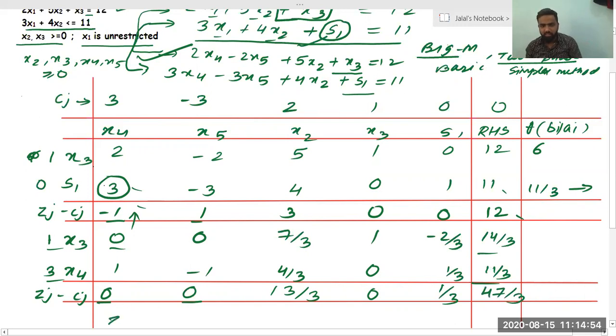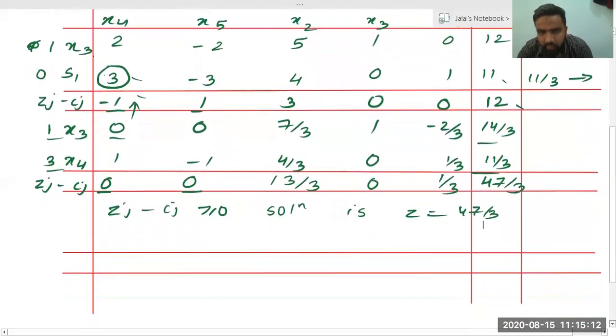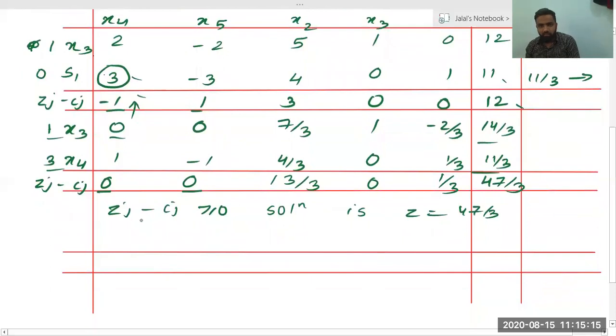Since all Zj minus Cj are greater than or equal to 0, the solution, or you can say the problem, terminates. Okay? Solution is Z is equal to 47 by 3. Now just look at what I'm trying to say. Z is equal to 47 by 3, okay? And what are we getting? X3 is equal to 14 by 3. X4 is equal to 11 by 3.